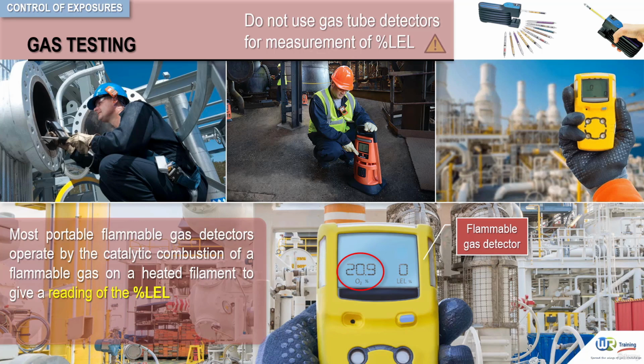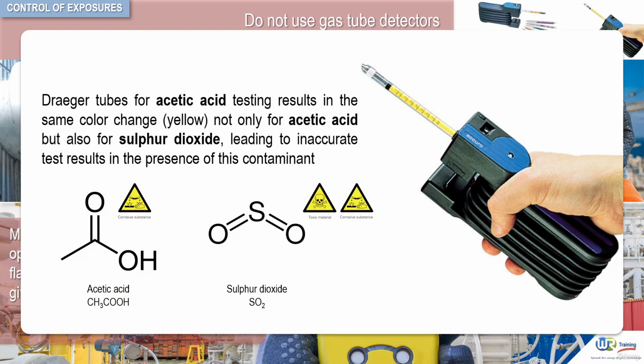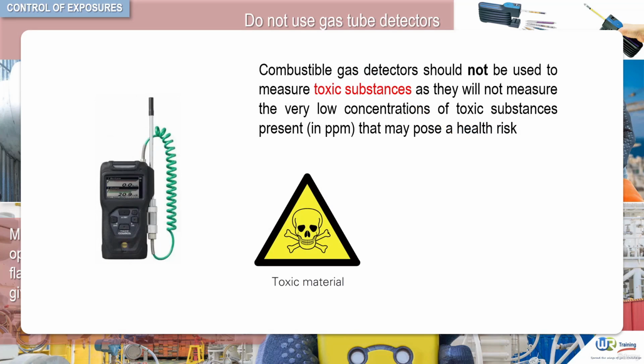It is important to note here that some gases may cross-influence detectors, a condition known as cross-sensitivity, resulting in less accurate results. For example, Drager tubes for acetic acid testing result in the same color change, that is yellow, not only for acetic acid but also for sulfur dioxide, leading to inaccurate test results in the presence of this contaminant. So it is important here to always refer to your manufacturer's data to ensure that the right detector is chosen to obtain accurate results.